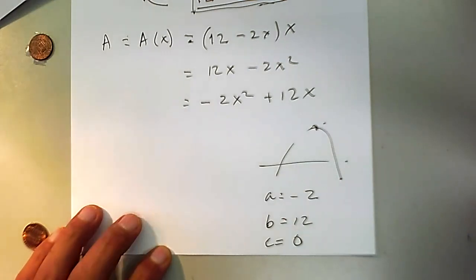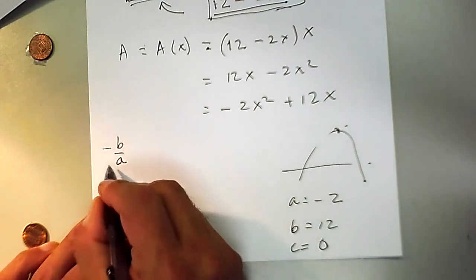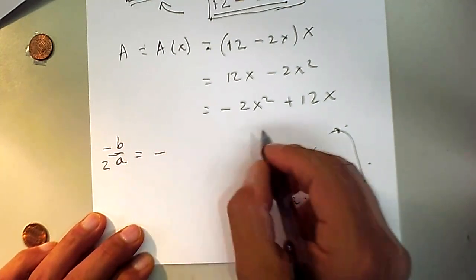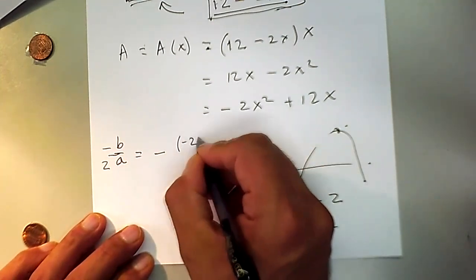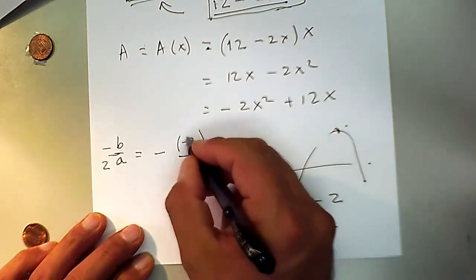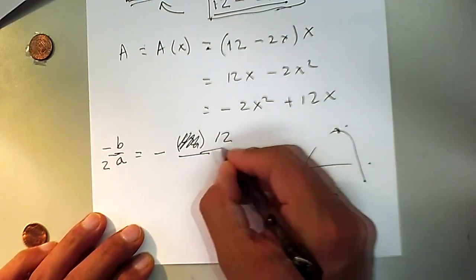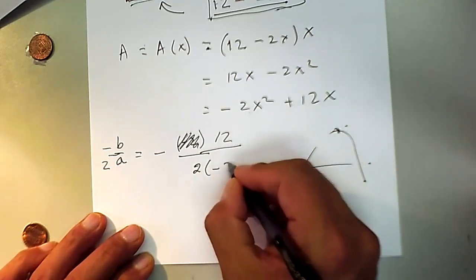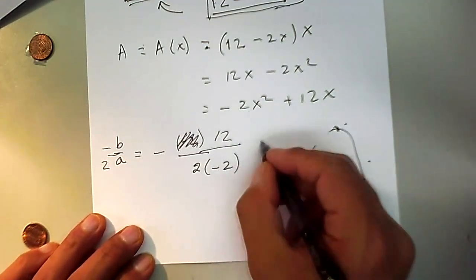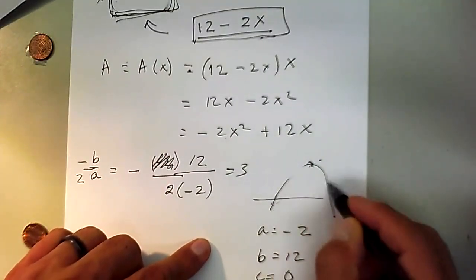When do we find the maximum? Well, negative b over, see, I almost messed that up, 2a. So negative of negative 2, divide that by, wait a minute, boy, I meant to say b, so that's 12, divide by 2 times negative 2, there we go. So the two negatives cancel, 12 divided by 4 equals 3.